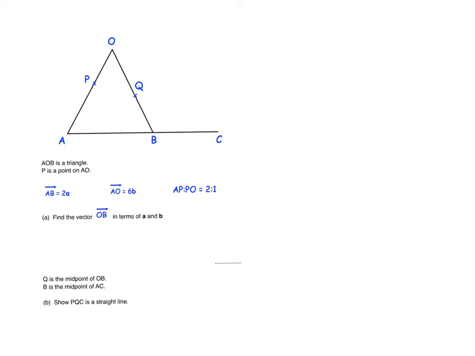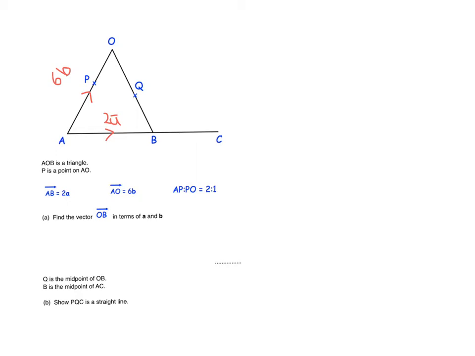AOB is a triangle. P is a point on AO. AB is 2a. So if I write that on, AB is 2a. AO is 6b. And the ratio of AP to PO is 2 to 1.